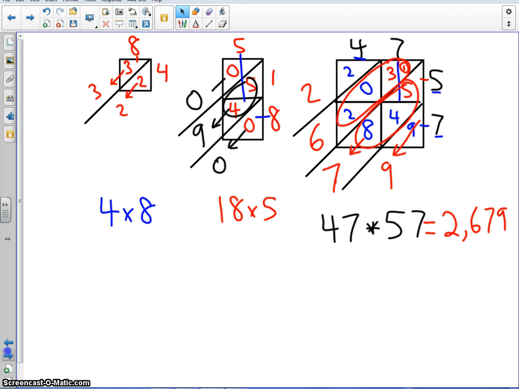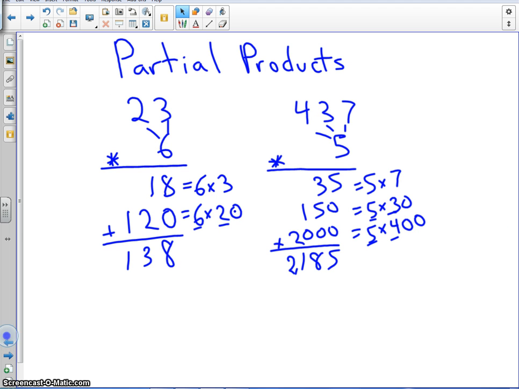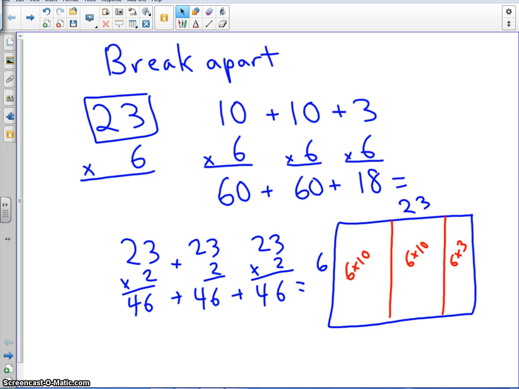So there's three different methods: lattice, partial products, and then break apart, which really allows them to break it into whatever numbers they're most comfortable with. These are just a few methods, and we'll share some more throughout the year. Thanks.